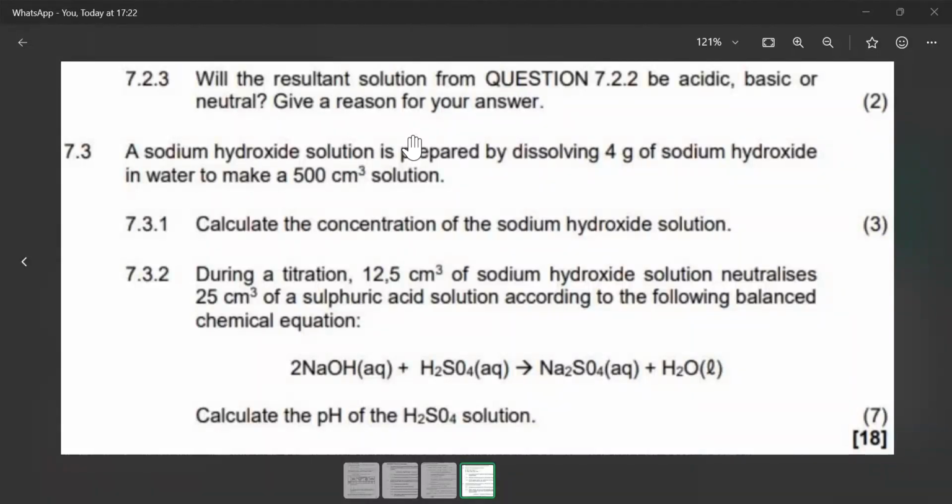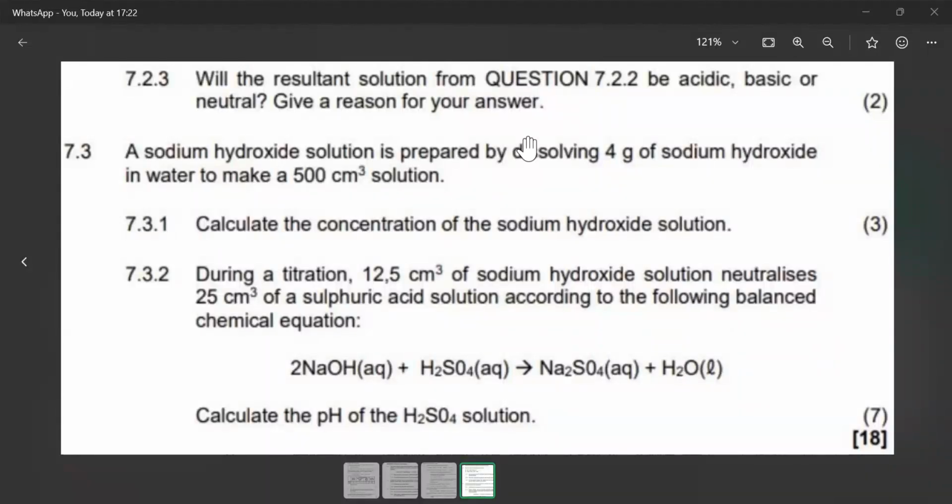But now they say during a titration, 12.5 centimeter cubed of sodium hydroxide solution neutralizes 25 cubic centimeters of a sulfuric acid solution according to the following balanced chemical equation. So we have 2 moles of sodium hydroxide reacting with 1 mole of sulfuric acid in order to produce 1 mole of sodium sulfate and 1 mole of water.